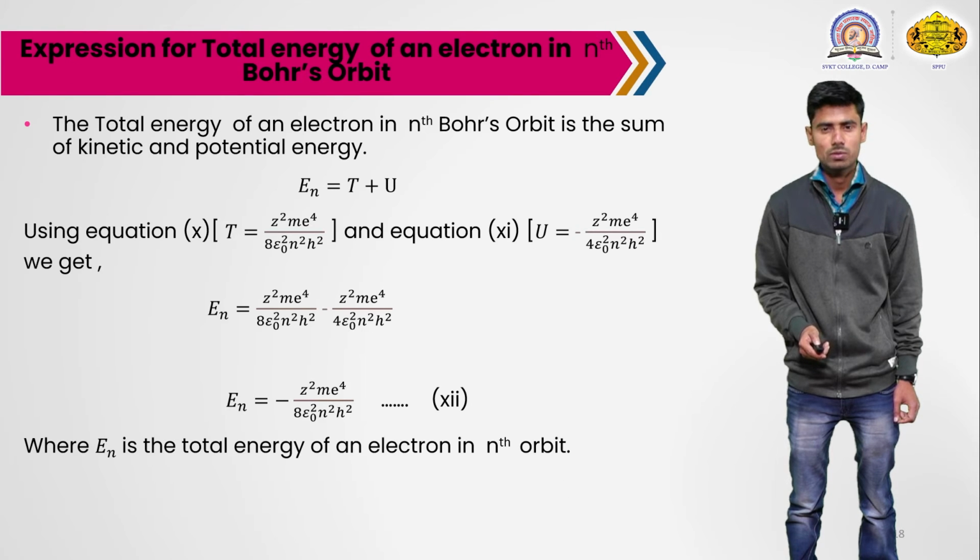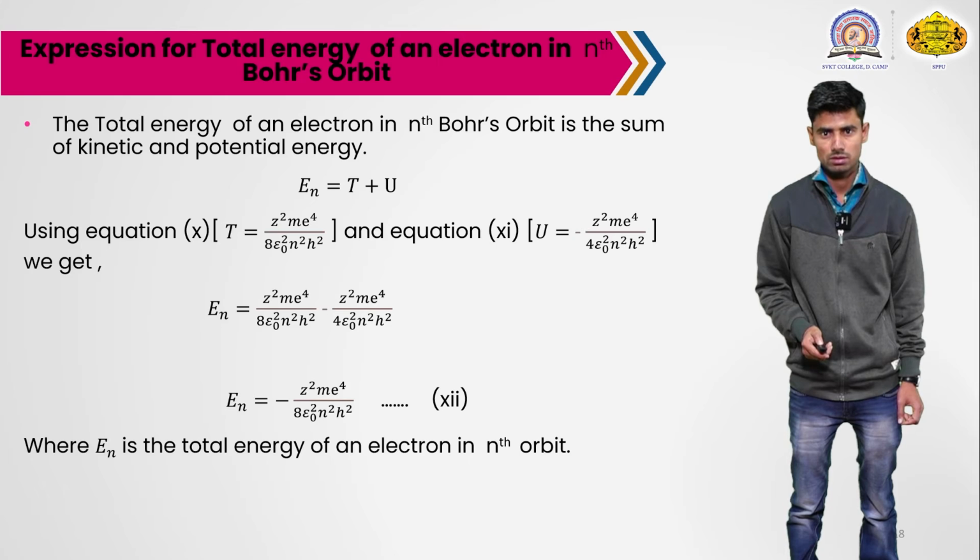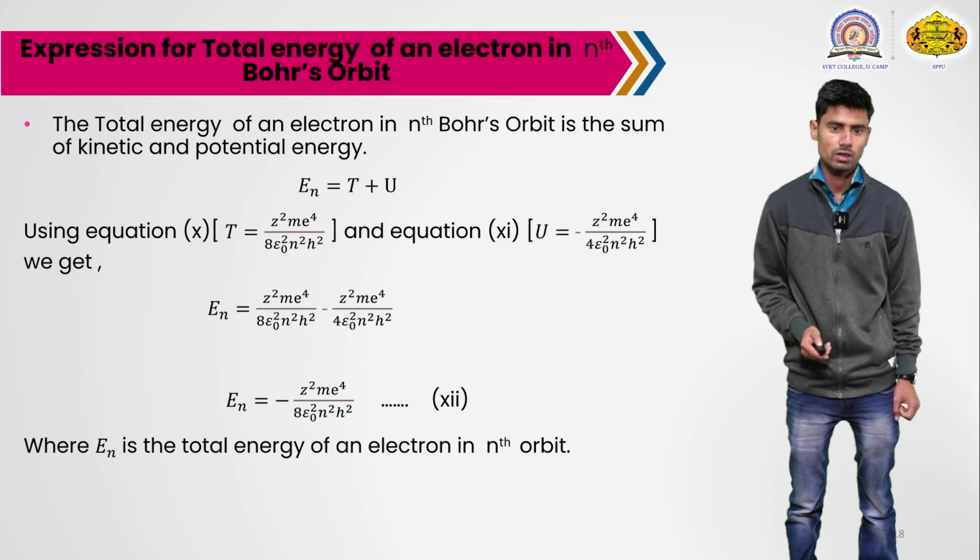Now from these formulas of kinetic energy and potential energy, we can find the total energy of the electron in the nth Bohr's orbit. The total energy is the sum of the kinetic energy and potential energy of the electron. From equation 10 we have the kinetic energy as Z square me power 4 upon 8 epsilon 0 square n square h square, and the potential energy from equation 11 as U equals minus Z square me power 4 upon 4 epsilon naught square n square h square.